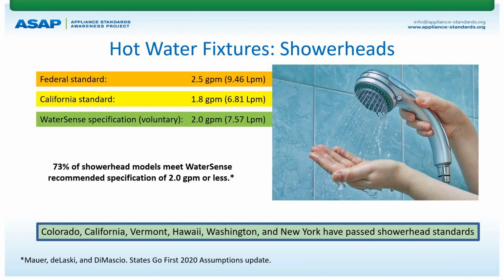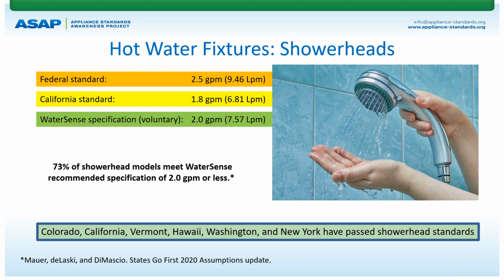Similarly, 6 states have set more stringent standards than the federal government for showerheads. California, Hawaii, and Washington are aligned with the California Energy Commission's most stringent standard, which is 1.8 gallons per minute, and Colorado, New York, and Vermont are aligned with the WaterSense specifications of 2 gallons per minute. The federal standard is 2.5 gallons per minute.